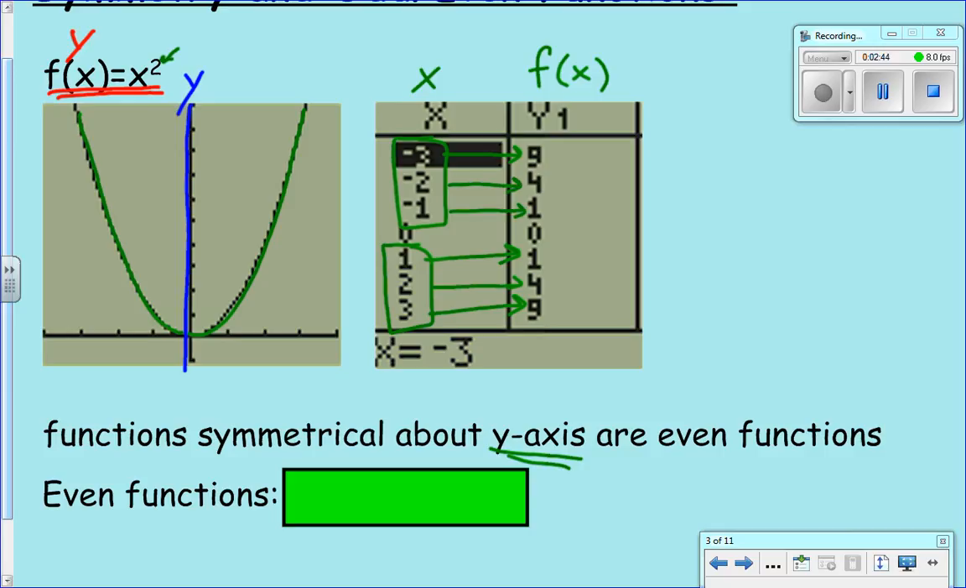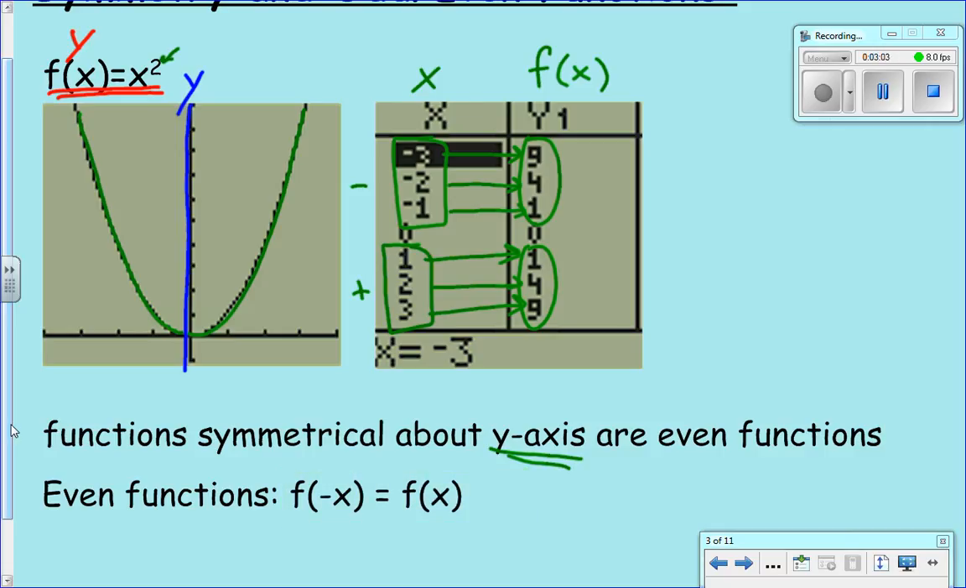So when I look at the output for my positive numbers and look at the output for the negative numbers, what do you notice? They're the same. So basically, it doesn't matter if x is positive or if it's negative, it should give you the same value. And that's how we can tell algebraically if it's an even function. If I put a negative x into my function, I should get the same y value or the same output.